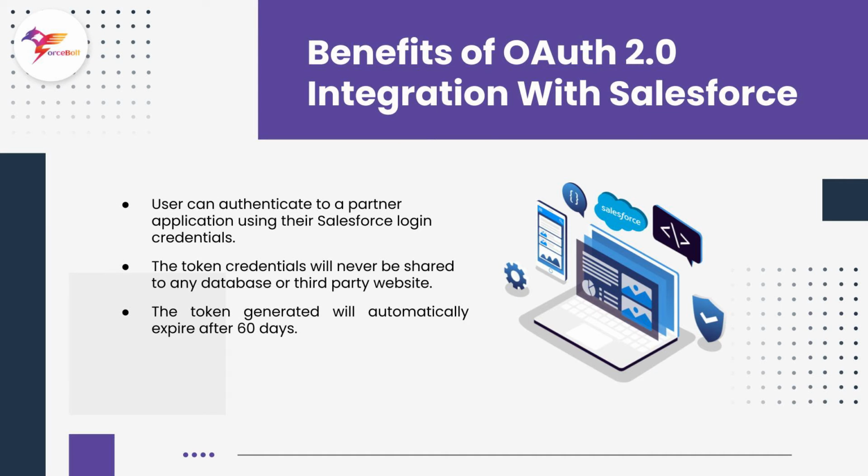Before moving on to the demo, let me explain the benefits of integrating OAuth 2.0 with Salesforce. The integration enables a user to authenticate to a partner application using their Salesforce login credentials. Salesforce issues a refresh token, meaning that even when your access token expires, you can obtain a new one by executing the refresh token flow that will save the user from logging in to Salesforce again. The password credentials will never be shared to any database or a third-party website, and no one will be able to access it or encrypt it. The token that is generated automatically expires after 60 days.